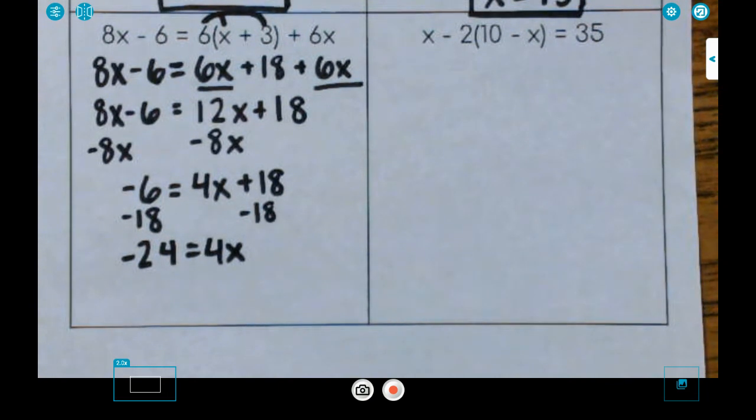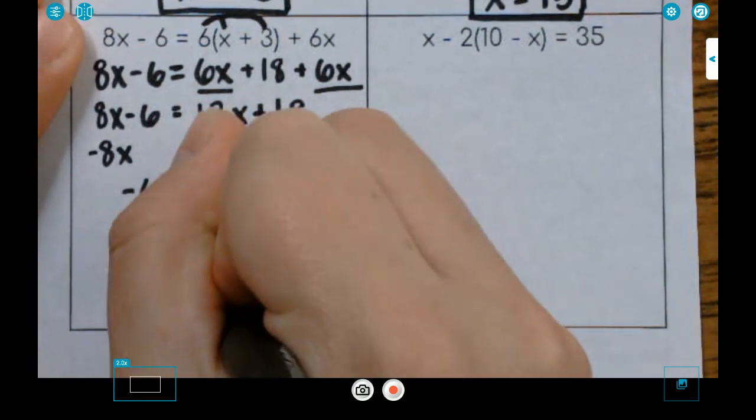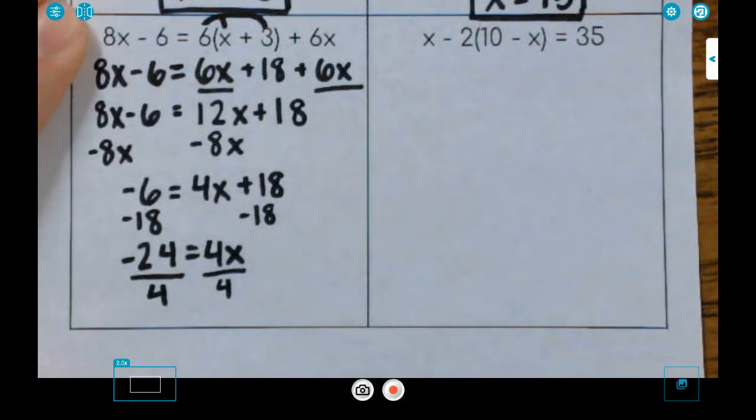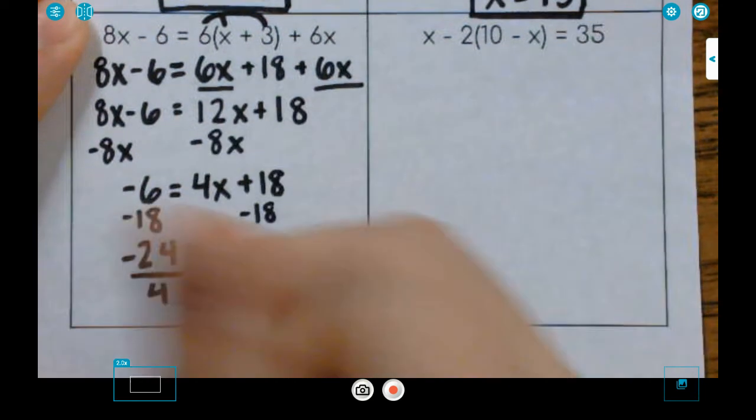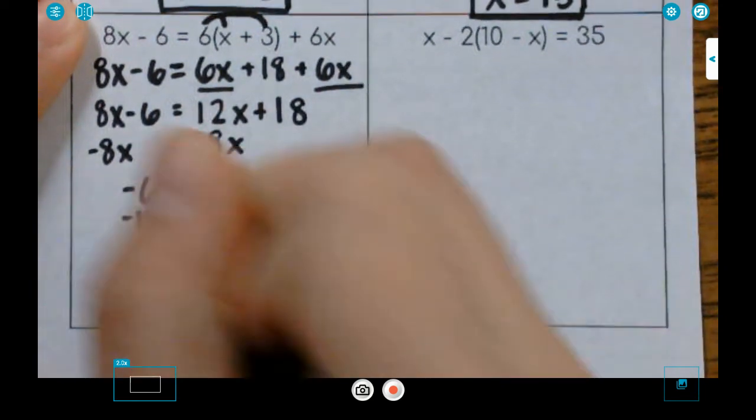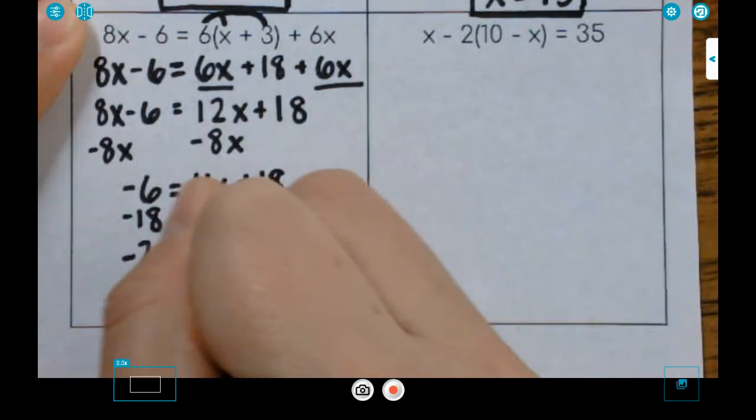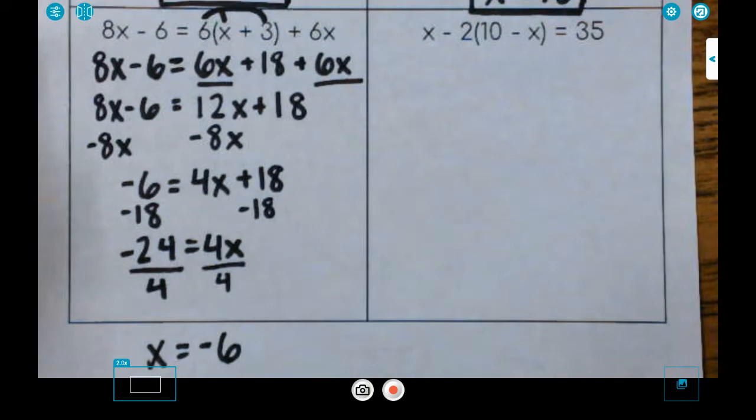And then the last thing that we need to do is divide everything by 4. That 4 over 4 will cancel here. I'm going to go ahead and put my x on the left side. Negative 24 over 4 will be negative 6. So I get x equals negative 6.